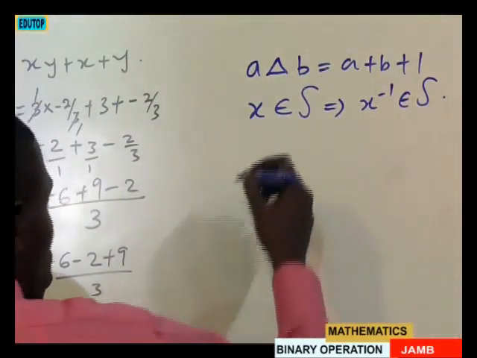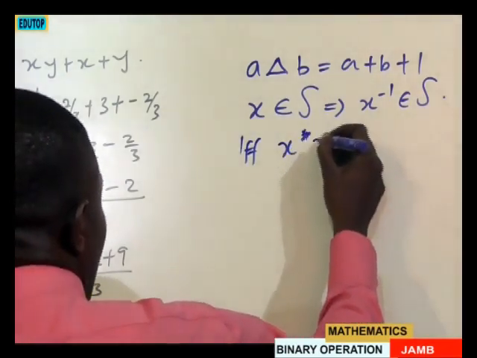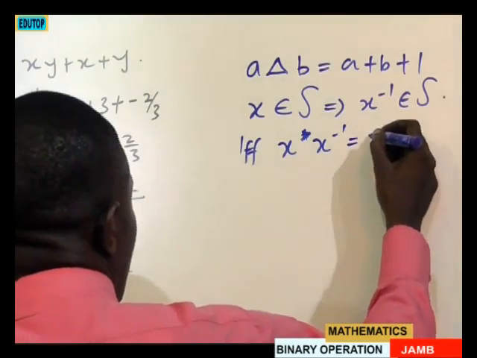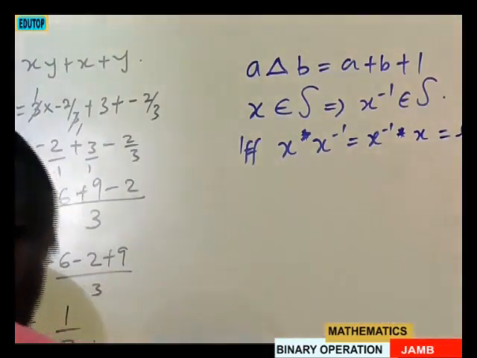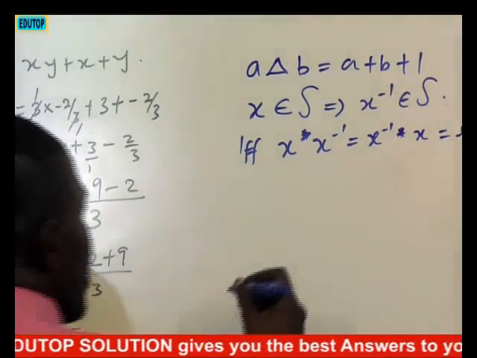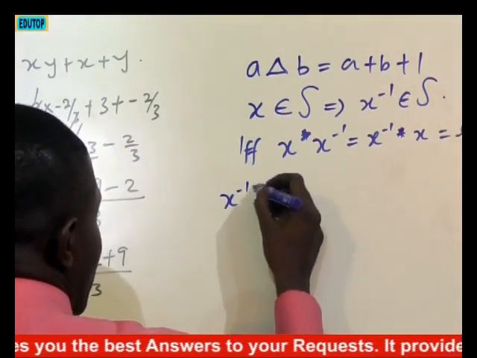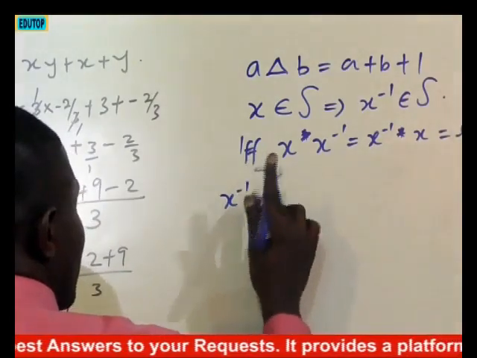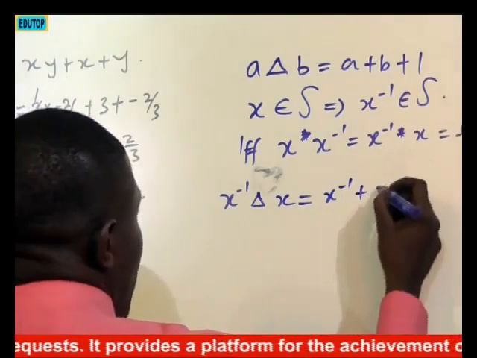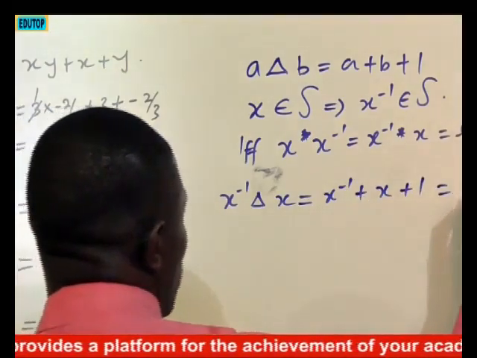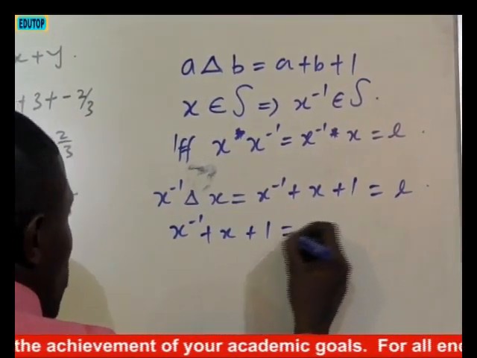will also belong to S, such that X star X inverse is equal to X inverse star X, which is equal to what? The identity element. So here, the operation is this. So we're having X inverse star X, which will definitely be X inverse plus X plus 1, which is equal to our identity. So in this way, we have X inverse plus X plus 1 equals our identity.